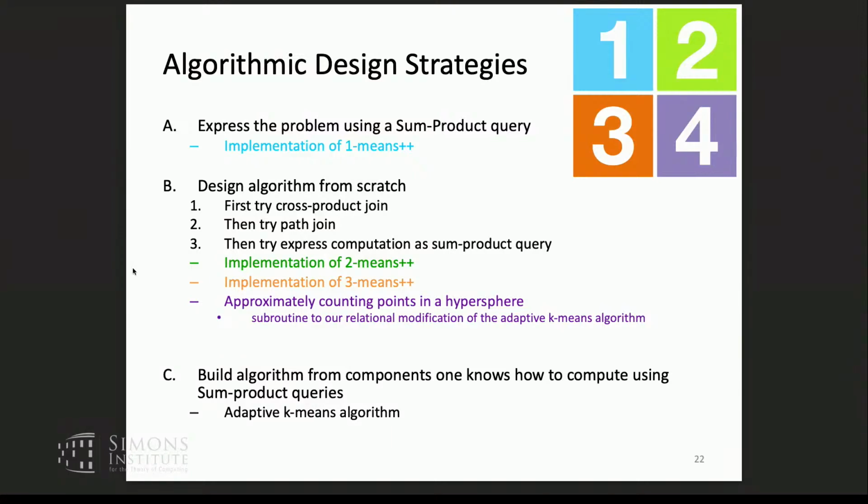First, if you can just write the problem as a sum product query, you're done, right? The second is to try to design something from scratch. It's not obviously a sum product query, but maybe I can, in some non-obvious way, write it as one. And then our strategy is, instead of trying to do it for an arbitrary query, we have a warm-up. First, we try a cross product join, and then we try a path join, and then we try to generalize it. And then C is the standard thing: you've already built up a bunch of things you know how to do with sum product queries, and you just try to use those.